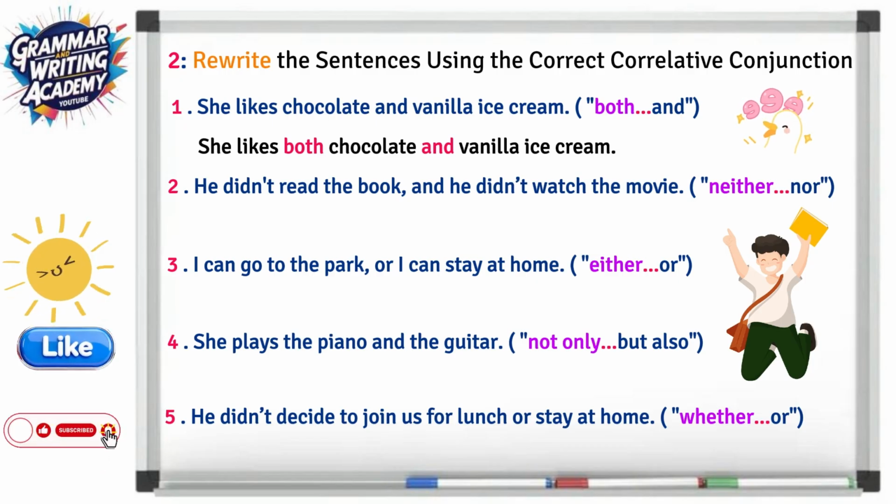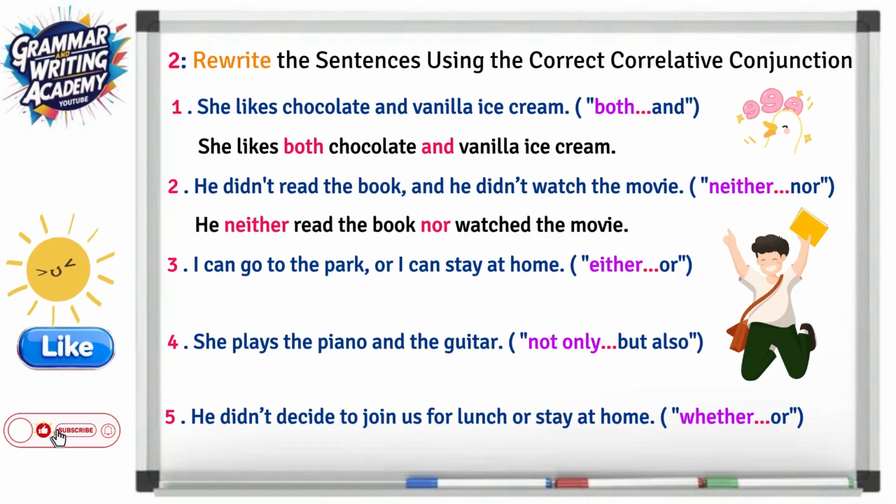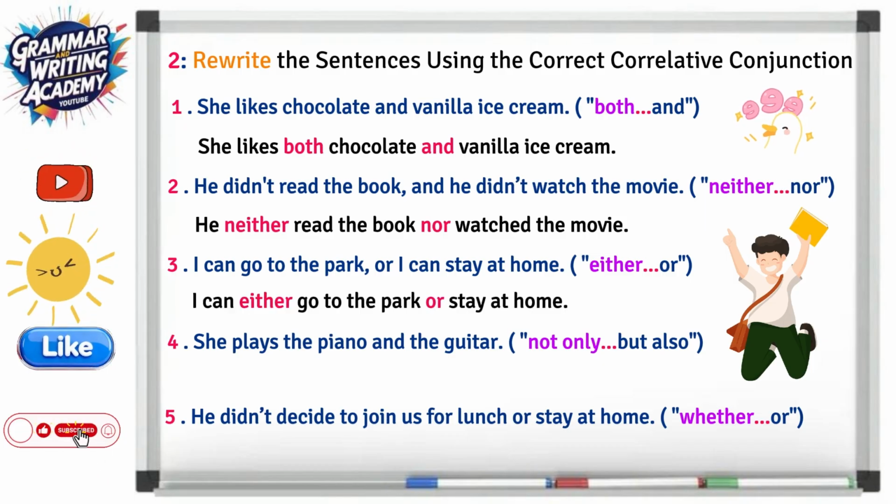The correct answer is, he neither read the book nor watched the movie. Let's explain it. Neither... nor is used for 2 negative ideas. It tells us that both actions did not happen. Sentence number 3. The correct answer is, I can either go to the park or stay at home.